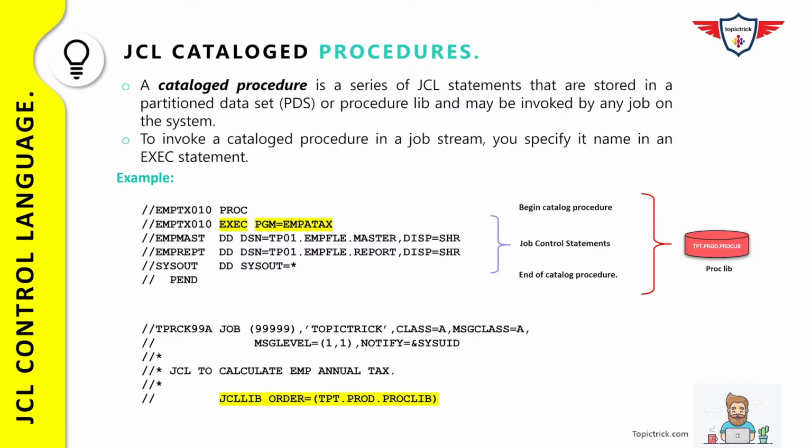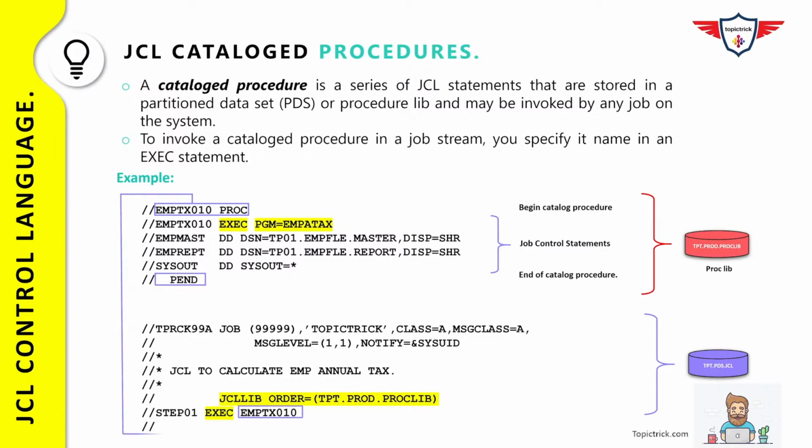So JCLLIB is actually used to provide your personal PDS where you have stored the catalog procedure. So whenever you create a catalog procedure and you store it in your personal PDS, then you should always use JCLLIB before invoking that catalog procedure. Otherwise, the job will fail because the system by default tries to look for your catalog procedure in system libraries, that is sys1.proclib. And always remember that the JCLLIB statement should be specified after the job statement and before the first execute statement, the way I have done in this particular JCL.